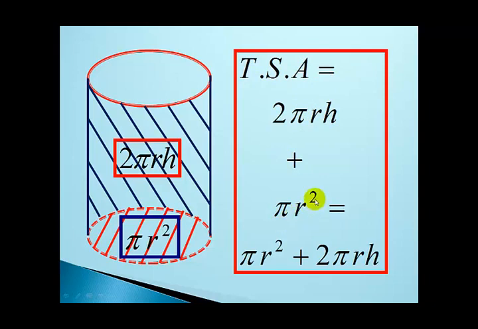This is because one end is opened. So we can see from the diagram that the circular end at the top is opened. And that means that if you are calculating the total surface area of such a cylinder, it will be equal to 2 pi rh plus pi r squared, which is equal to pi r squared plus 2 pi rh, where pi r squared is the area of the circular end at the bottom, and 2 pi rh is the curved surface area.